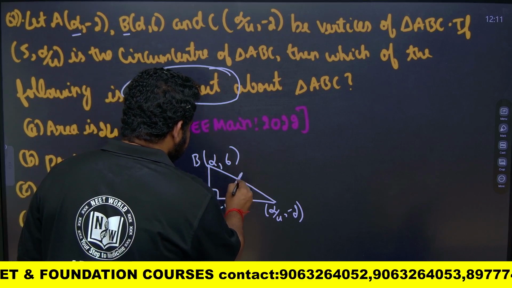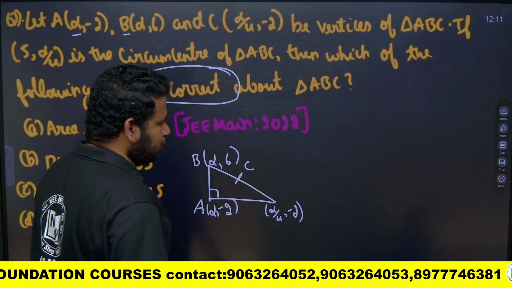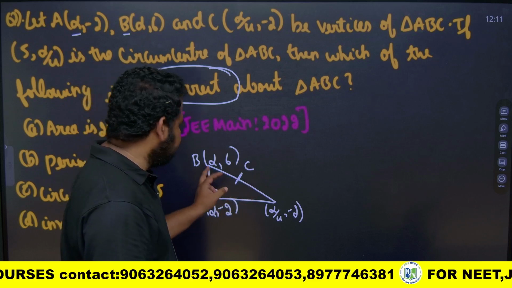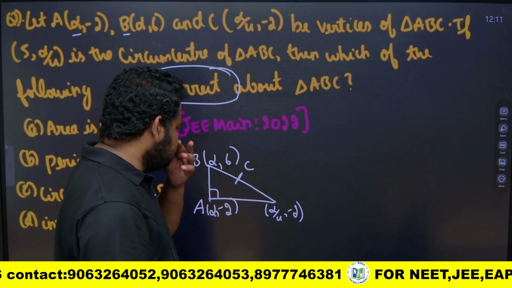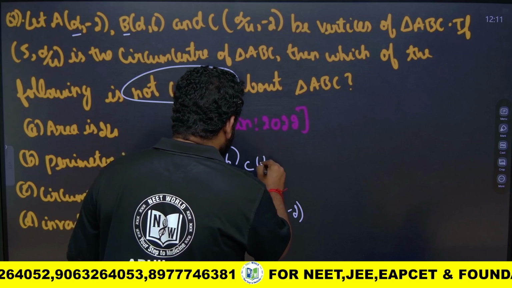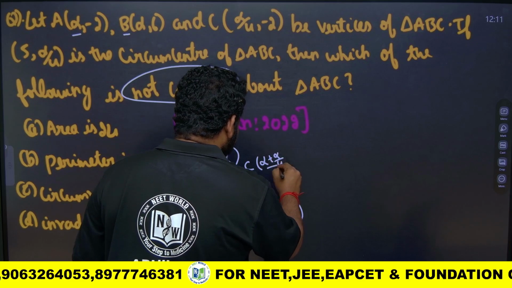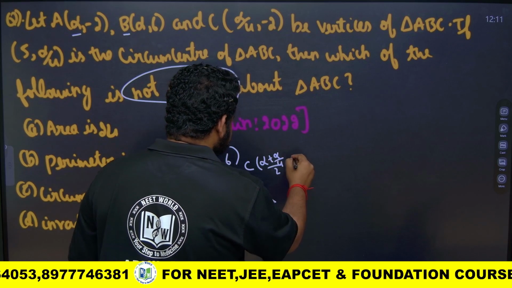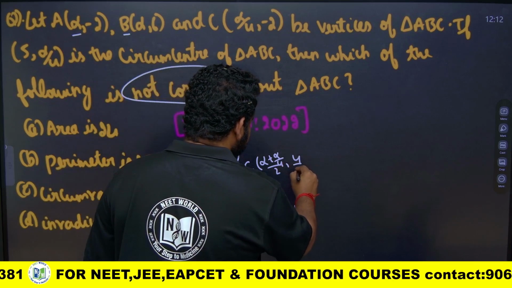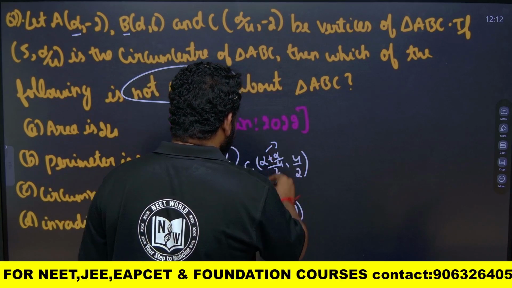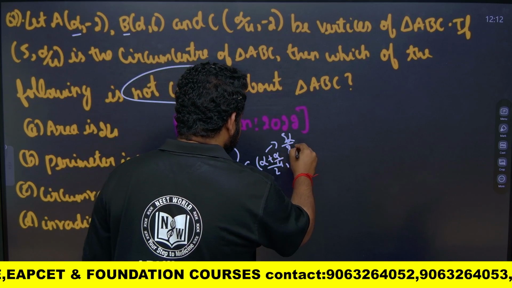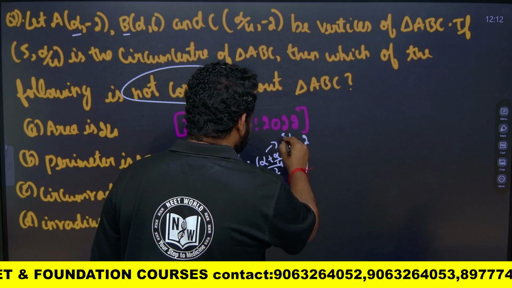The circumcenter will be at this point, at the midpoint of the hypotenuse. The hypotenuse is this. So to find the circumcenter, I can use the midpoint: alpha plus alpha by 4, divided by 2, comma, 6 minus 2, divided by 2, that is 4 by 2. This turns out to be alpha plus alpha by 4, that is 5 alpha by 4, divided by 2, so 5 alpha by 8, comma 2.